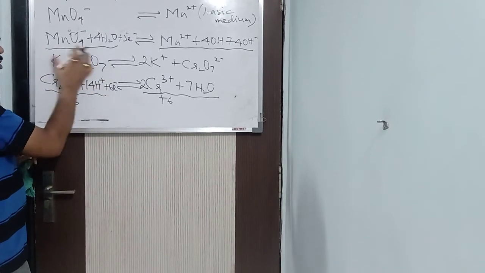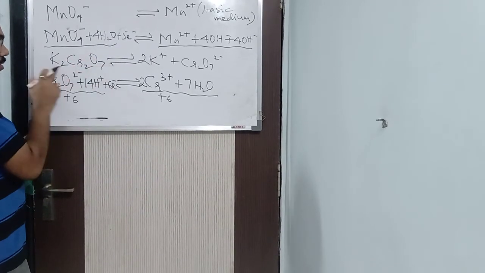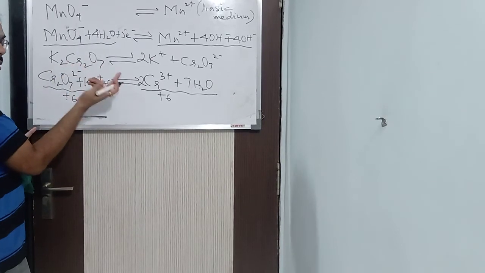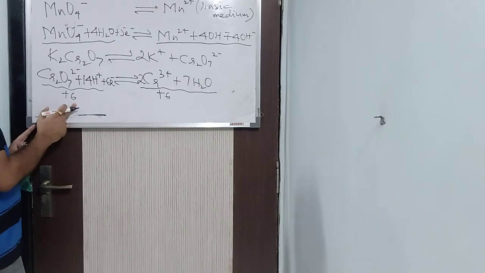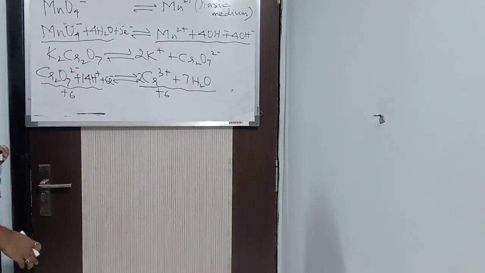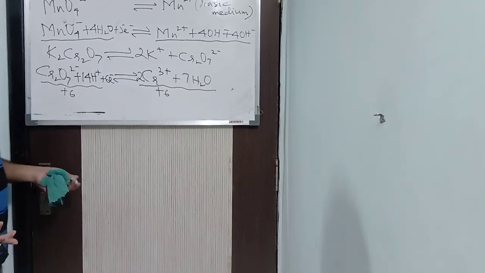So what is the equivalent weight of potassium dichromate? The molecular weight of potassium dichromate you will find out. Atomic weights of potassium, chromium and oxygen will be given to you. Divided by 6, that will give you the answer. In this way, you will balance the ionic equation.